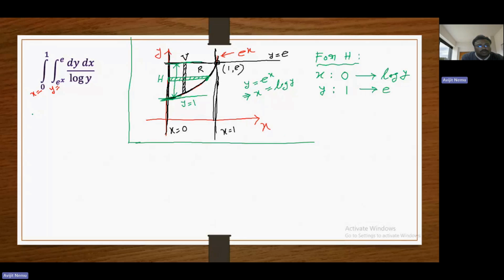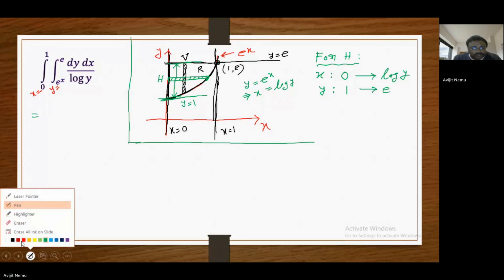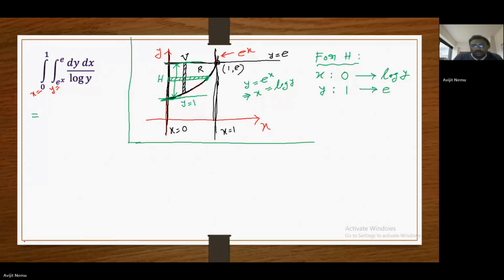So this equals, according to change of order, now we can write the x integration first, because x contains the variable part. So x ranges from 0 to log y, and finally we have to integrate with respect to y, which ranges from 1 to e.